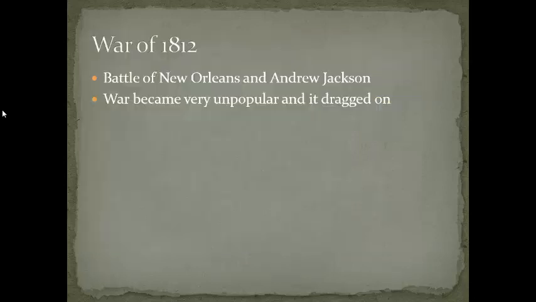The one bright spot of the war is the Battle of New Orleans, in which Andrew Jackson essentially will become an American military hero overnight by leading a poorly trained, outnumbered force to a resounding victory over the British Redcoats. New Orleans, as I've already mentioned, was an incredibly important port. It was an important symbol for the United States.